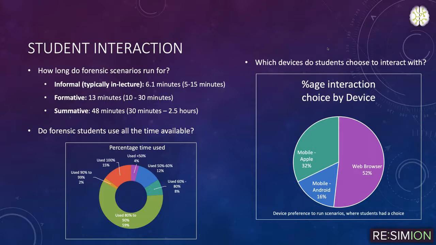So when they're interacting with forensic scenarios, whether they're MCQs, whether they're path-based scenarios that are running through making decisions, it's about 50-50. And that's really interesting because students are actually choosing to use different devices depending on usually what they have available. Many choose to do it on their phone, even though they have a full laptop or desktop available to run the scenario. It's not a technology limitation for some.